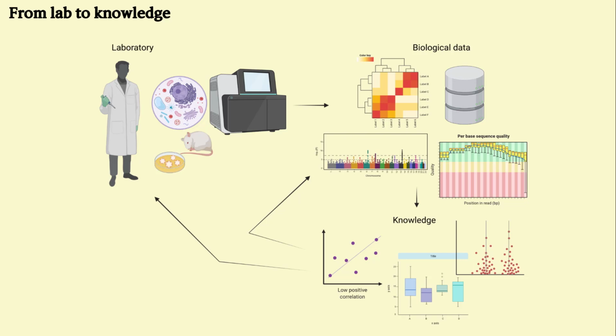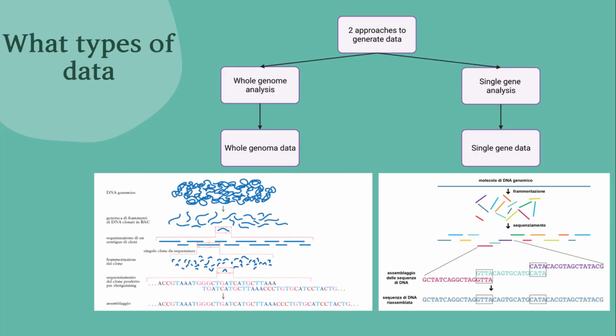for further studies. Furthermore, we can classify data into two large groups based on the approach used in the laboratory to generate them. Whole genome data on the left comes from the whole genome approach. This data gives us a general point of view of a biological process in study and comes from a whole genome, transcriptome, or proteome of organisms in exam. Single gene data on the right comes from the single gene approach, in which a single sequence of DNA or RNA or protein is examined in detail.